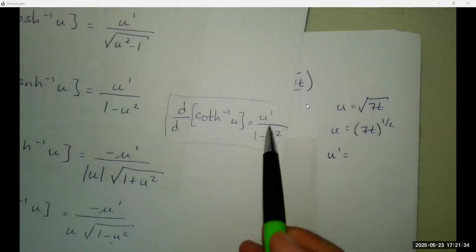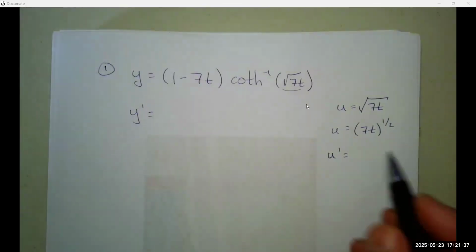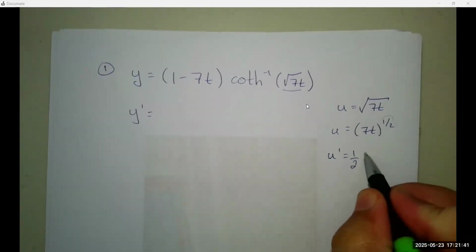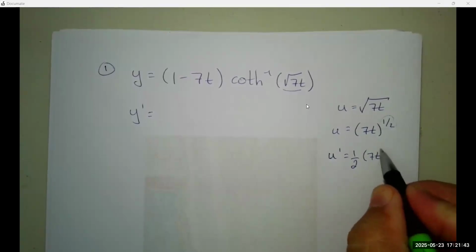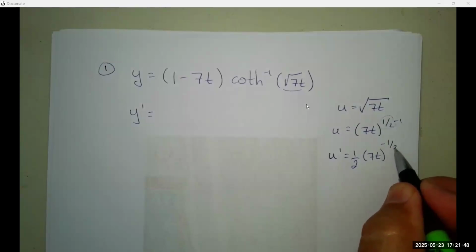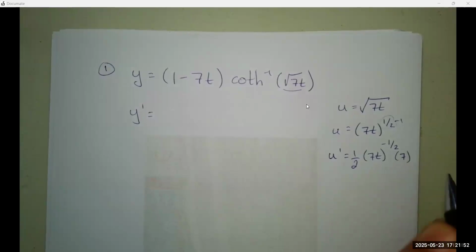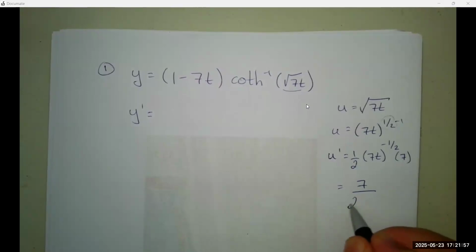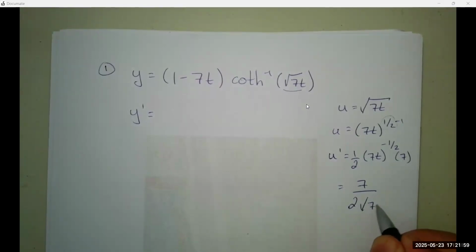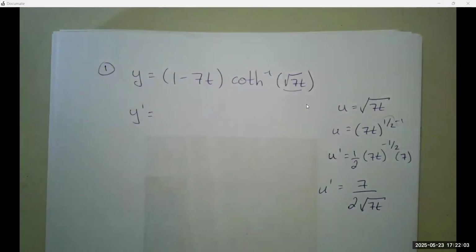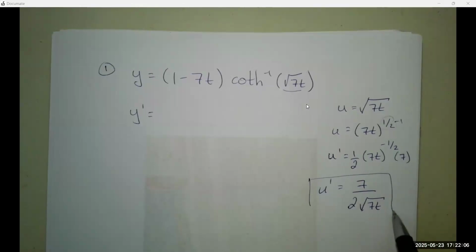Thus, for our formula, we need to know u squared. So we'd find that anyway. So the power comes down, which makes it 7t to the negative 1/2, times the derivative of the inside, which is 7. So this becomes 7 over 2 square root of 7t. That's u prime. We'll need this.